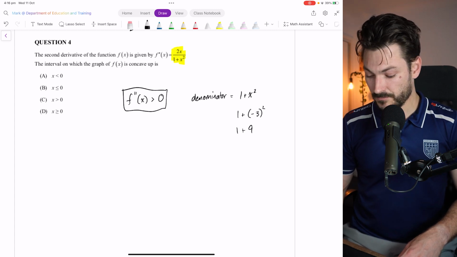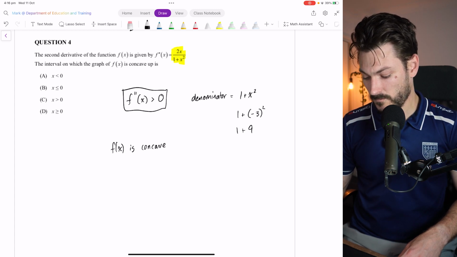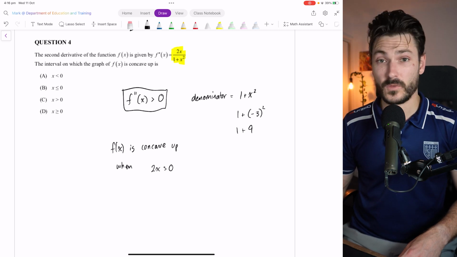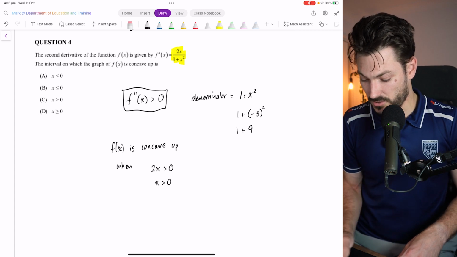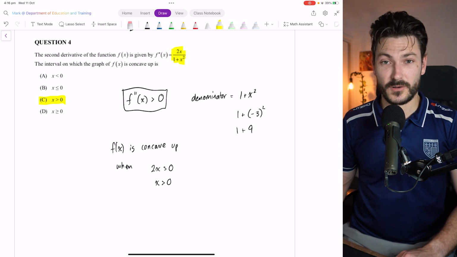So that means f of x is concave up when 2x is greater than 0, or in other words, when x is greater than 0, which is option C. Cool. Question 5, let's move on.